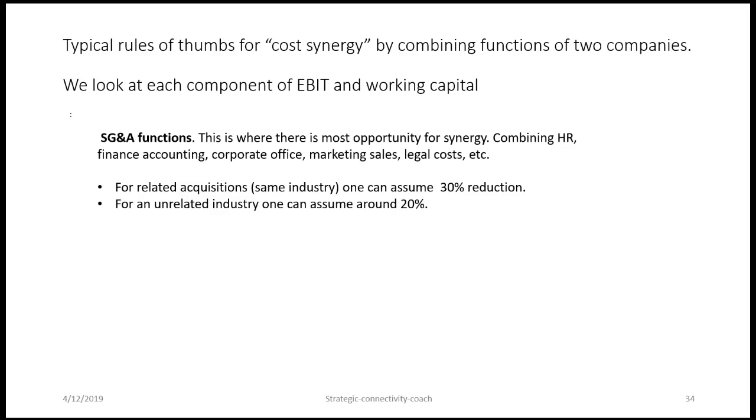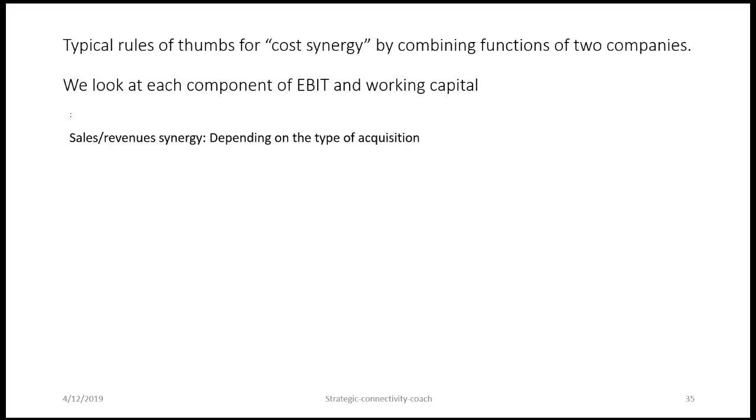If it's unrelated, then you will have less of a synergy. Why? Because yes, there will be synergy in some functional departments like accounting, finance, legal, corporate office, but some of the other ones like marketing and sales will be different. For example, sales or marketing and advertising for CVS is going to be very different than it is for the Aetna insurance. Engineering for unrelated, typically very small. I call it a zero.